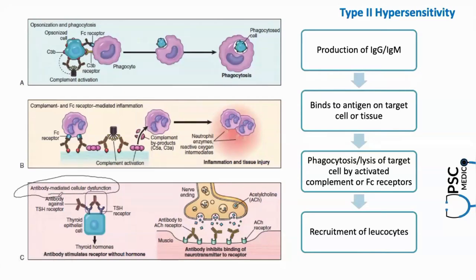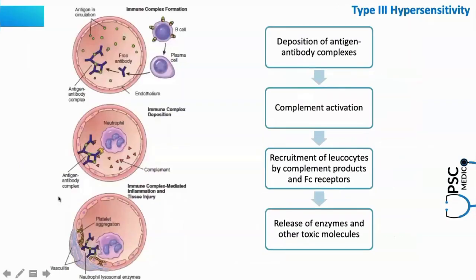So hope after this session you have clarity about what antibody mediated cellular dysfunction is and what kind of hypersensitivity it is. Let us quickly move to type 3 hypersensitivity. Remembering this much is more than enough. Anyway, you have an image, but here the difference is it is a mobile antigen. It's not a fixed antigen.